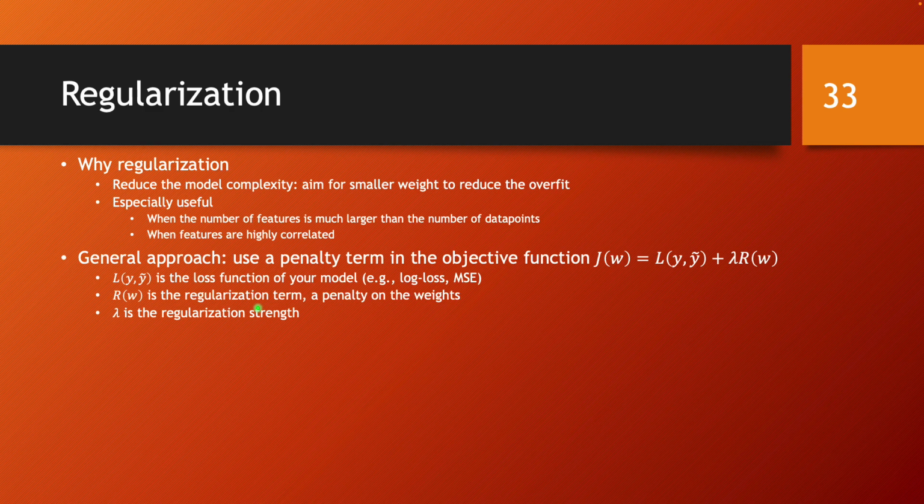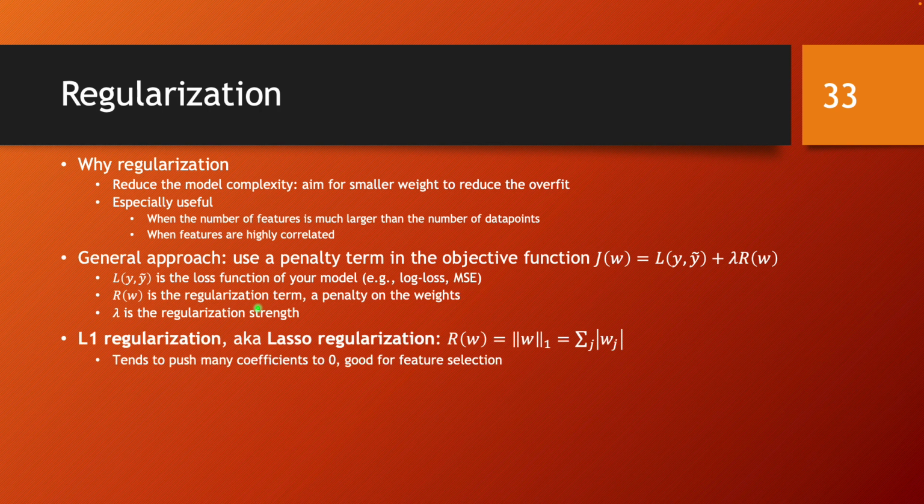So here are three of the most commonly used regularization functions for linear models. The first one is the L1 regularization. This is also known as lasso regularization. And the function in this case, R applied to vector W, is simply the 1-norm of W, or in other words, the sum of the absolute values of all the entries in vector W. This form of regularization tends to push many coefficients to zero, so that's going to lead to a sparse model. And that's especially useful if you want to do feature selection with a linear model.